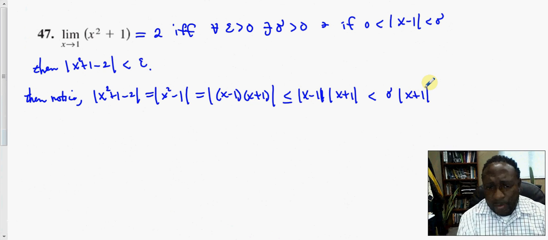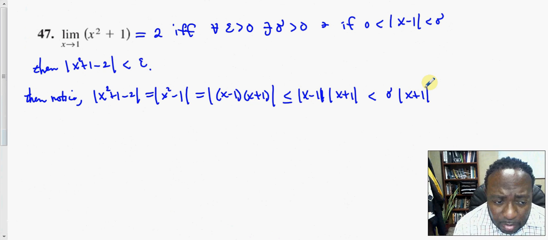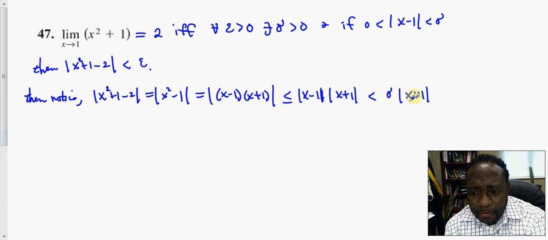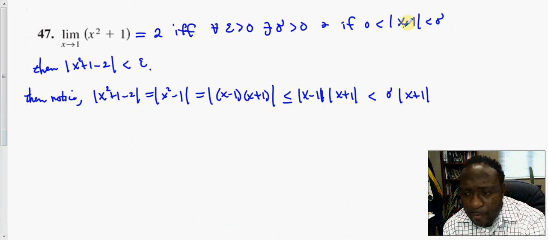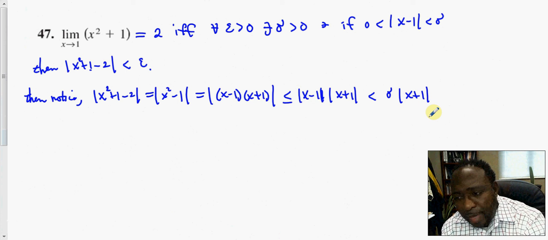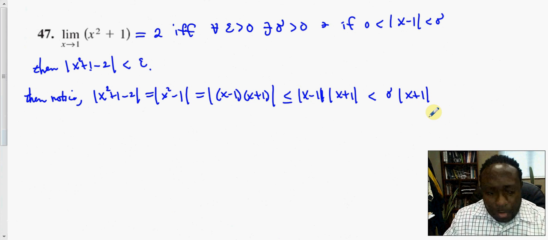We do not have a bound for x plus 1. So we take the bound that we do have, and you can choose a number for that delta to be able to find containment for this absolute value of x plus 1. We do not have an upper bound. There's an upper bound for the absolute value of x minus 1. It's delta, right? There's an upper bound for this x squared plus 1 minus 2, which is epsilon, but we don't know what the bound for x plus 1, which is inside of this, is being bounded by, right?